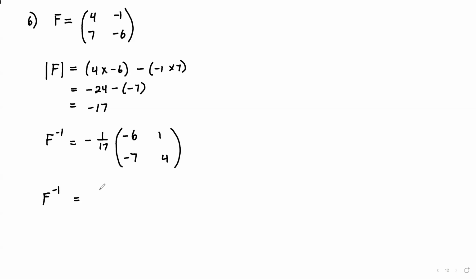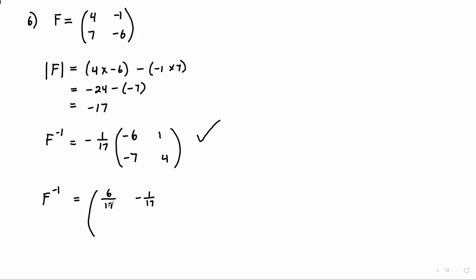Oh, okay. Okay, yeah, Miss. So you had up until this point, which is correct, but now you just have to multiply out those brackets to get the final answer. Okay, no problem. So negative 1 over 17 times negative 6 will be positive 6 over 17. Negative 1 over 17 times 1 will be negative 1 over 17.